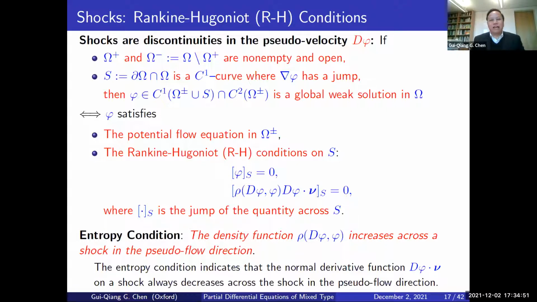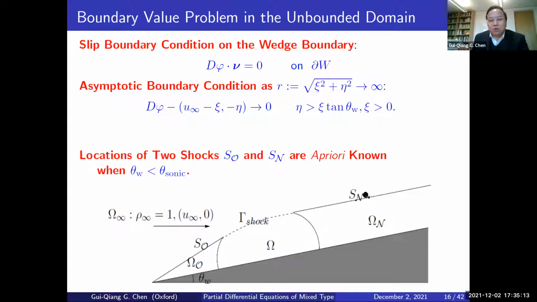Through the shock, in this case, the density function increases across the shock in the direction of the pseudo velocity. This is really consistent with the second law of thermodynamics. Okay, you want to apply that. So this kind of two-dimensional surface we call shock waves in high dimension. Based on these two conditions we calculate, you can then determine the location of the shock in this form.